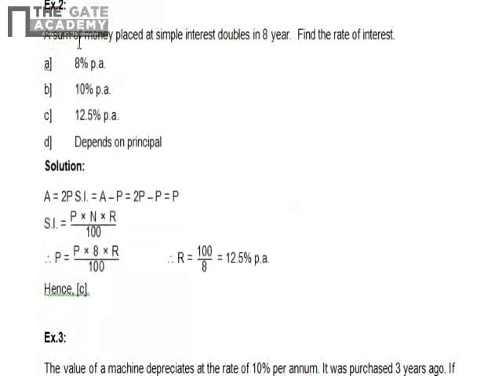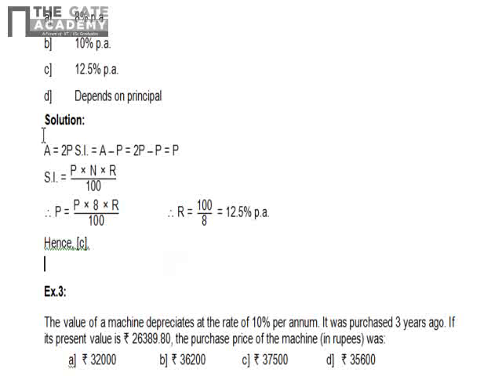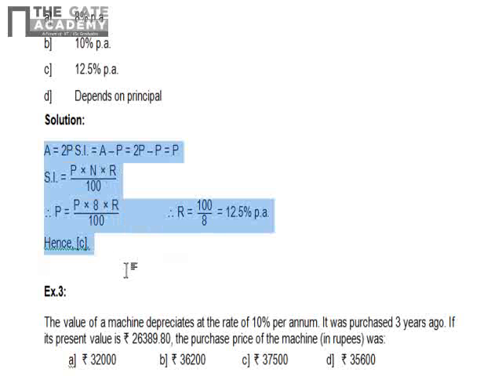So this is the second example. A sum of money placed at simple interest doubles in 8 years. Find the rate of interest. This is a simple interest problem, and if the money is getting doubled in 8 years, you can very easily calculate this, because if money is getting doubled, that means simple interest is equal to the principal. Suppose the principal is 100, and if it is getting doubled, that means 200, that means the interest added is 100, and that too in 8 years. So you can easily calculate the rate: 100 divided by 8 is equal to 12.5%. Also, I have given the complete traditional method to solve that. You can look at this.